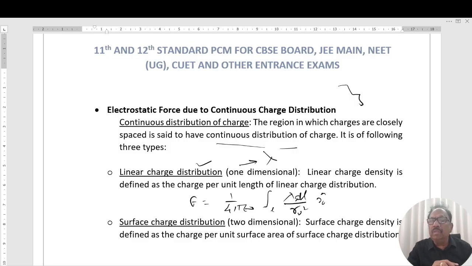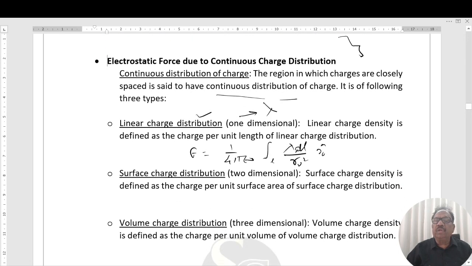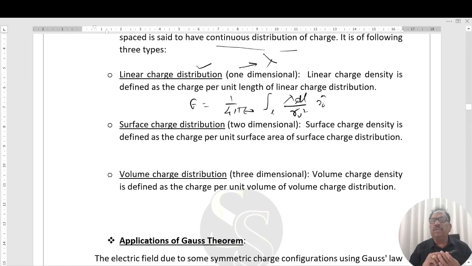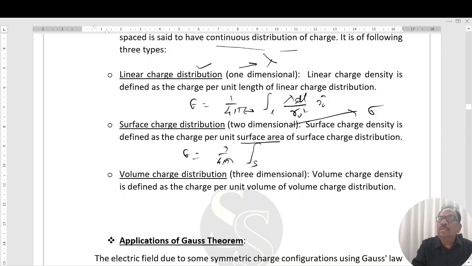Right? Lambda is the linear charge density. Next, surface charge density. In this case it is per unit surface area. It is two-dimensional, and it is denoted by sigma. In this case, force will be equal to 1 over 4 pi epsilon naught integral over S of sigma dS upon r naught square r naught cap.